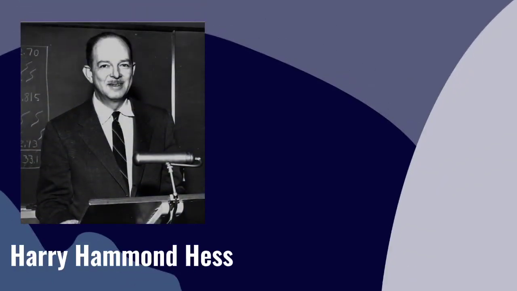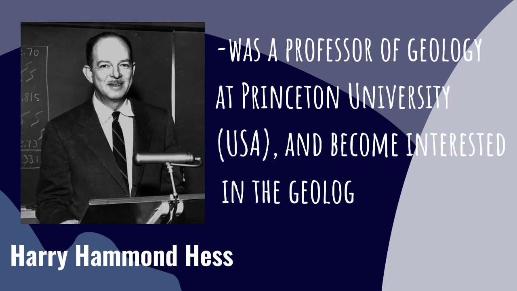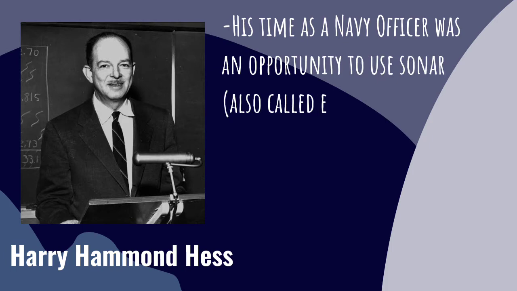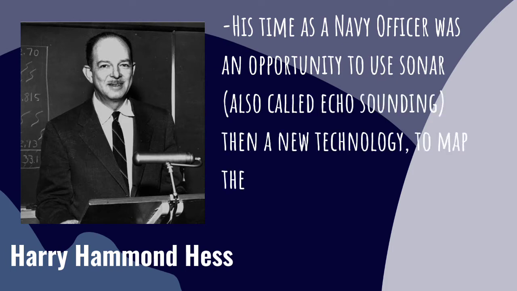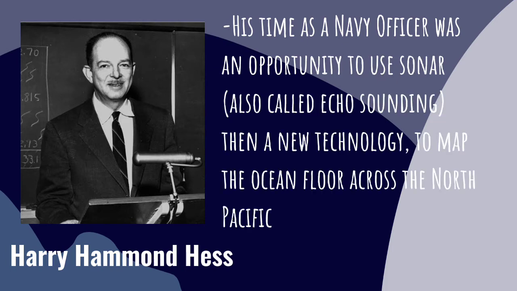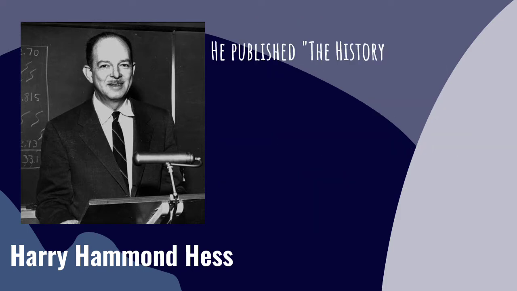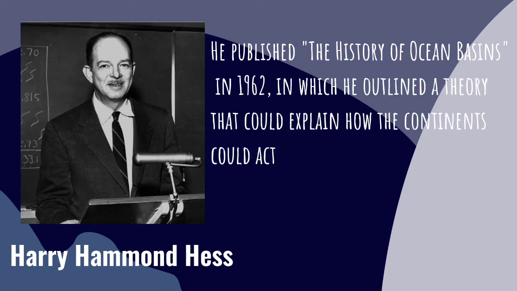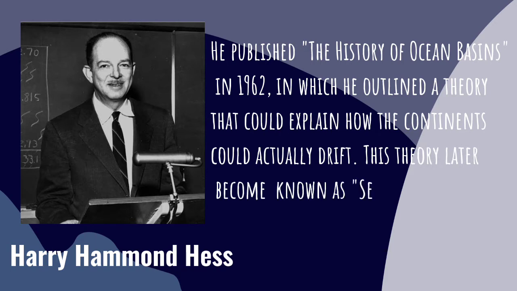Harry Hess was a professor of geology at Princeton University and became interested in the geology of the oceans. His time as a naval officer was an opportunity to use sonar, also called echo sounding, then a new technology, to map the ocean floor across the North Pacific. He published The History of Ocean Basins in 1962, in which he outlined a theory that could explain how the continents could actually drift. This theory later became known as seafloor spreading.